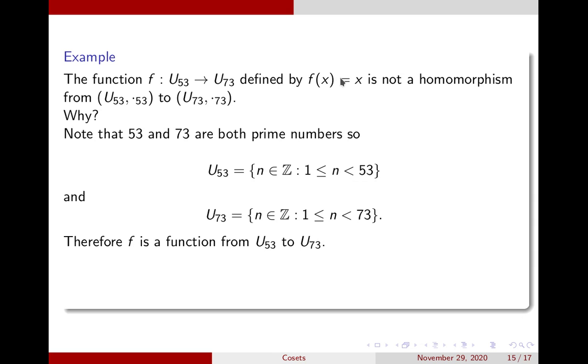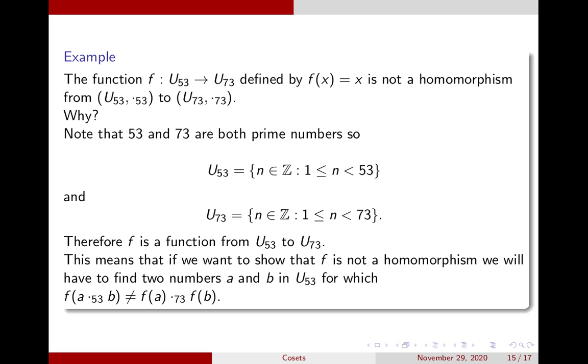So that means that f of x equals x does define a function from U53 into U73. If you take one of the integers in U53, in other words, an integer from 1 to 52, apply the function f to it, you get that integer back again, and that will be an integer between 1 and 72. So if we want to show that f is not a homomorphism, we're going to have to find two numbers, a and b, for which the homomorphism equation is false, for which f of a times sub 53 b is not equal to f of a times sub 73 f of b.